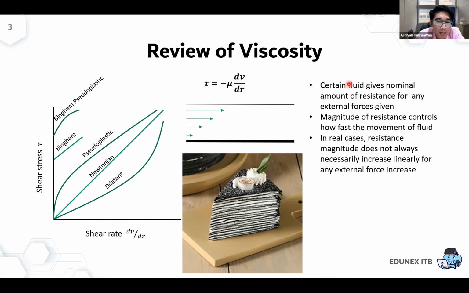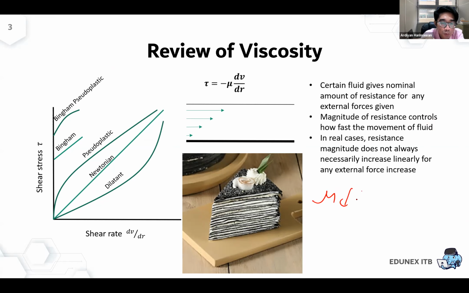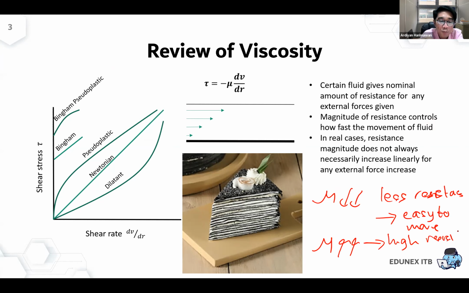So in summary, basically certain fluids will give a certain amount of resistance. The shear rate is basically related to the resistance because the fluid has layers. The magnitude of the resistance will influence how fast the fluid moves. It means if the fluid doesn't give much resistance, it will be easy to move. So if the viscosity is low, it means less resistance. If less resistance, easy to move. However, if mu is higher, then high resistance. High resistance means difficult to move.